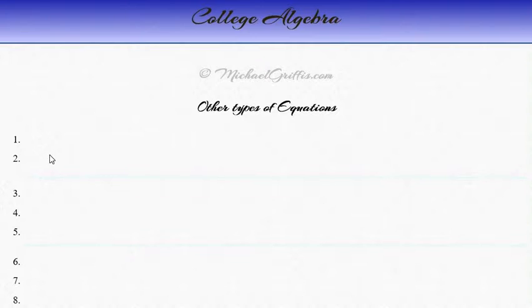Okay, let's get started. We have x to the fourth minus 81, and that is equal to 0. So what are we going to do? Let's do some substitution here. Let's let u equal x squared.